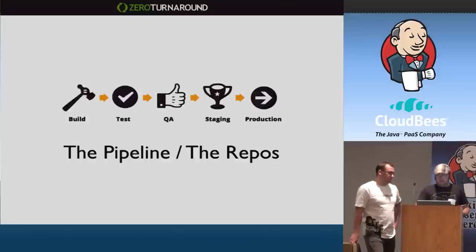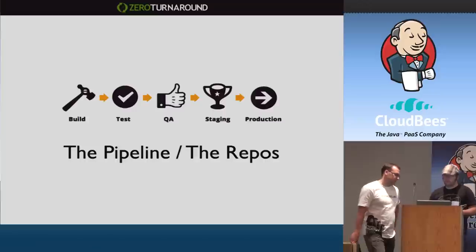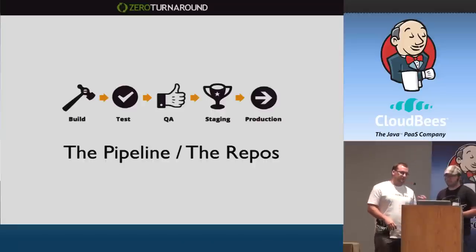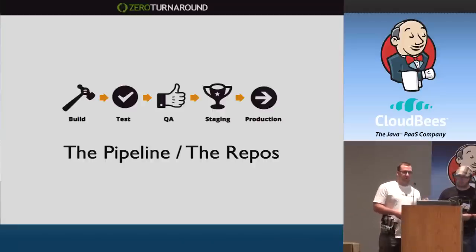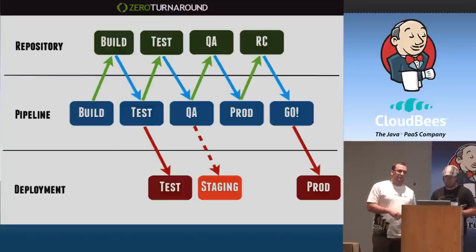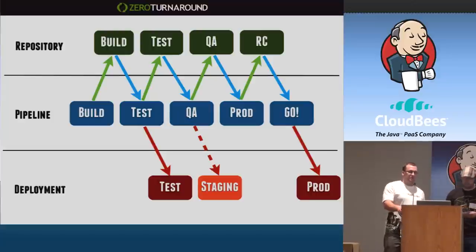Let's get to it. You want to explain this? Yeah, so we have several stages in the pipeline. The first stage is to build the actual artifact, propagate it through the pipeline, through different stages, QA, some staging maybe. And this is the high level view of the pipeline in regards to the tools we are using.